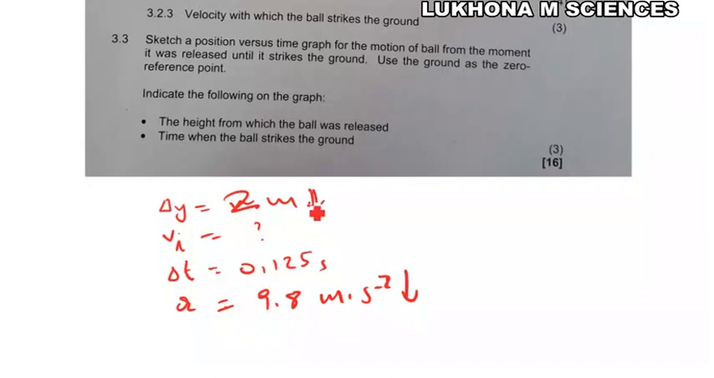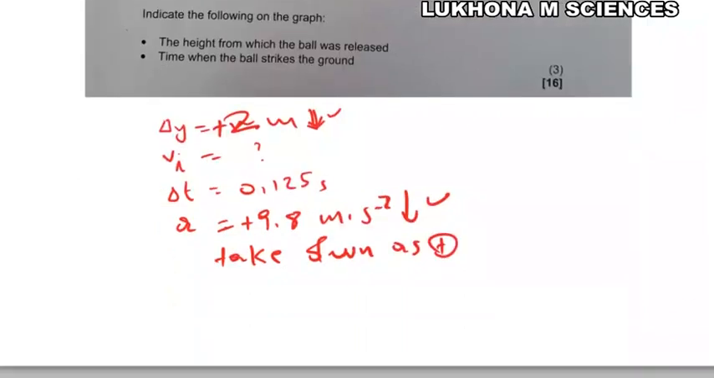Now if you look at the arrows here, this one is downward and this one is downward, which means we can take downwards as positive, so this one is positive and this one is positive. Then the formula that goes with this data is delta y equals initial velocity times delta t plus half a delta t squared.